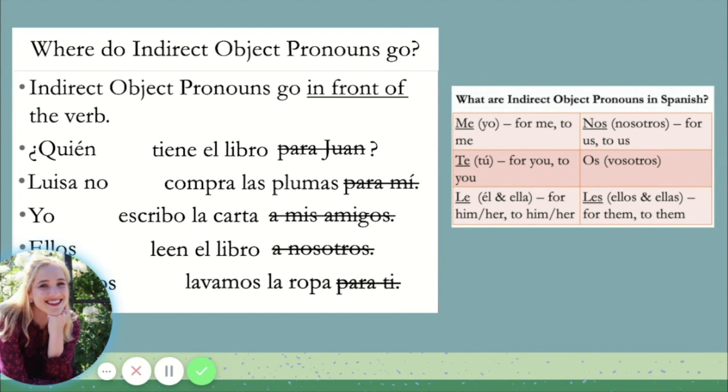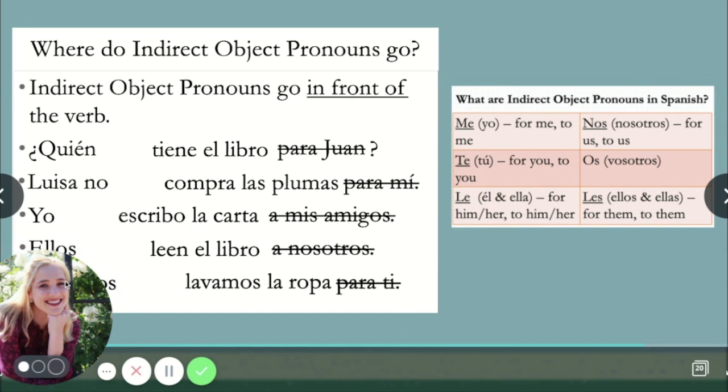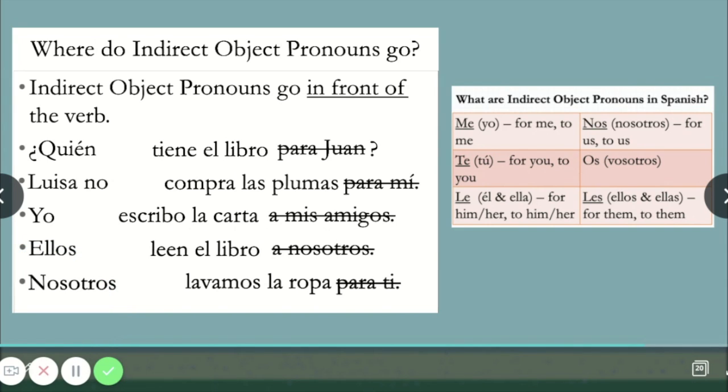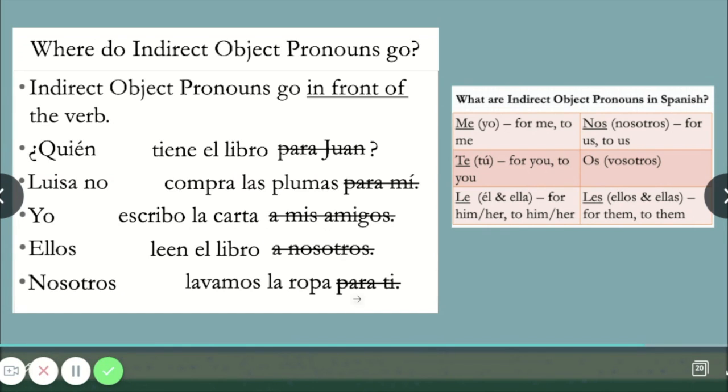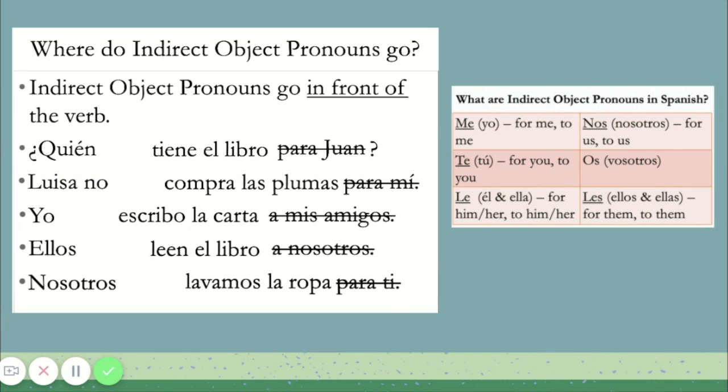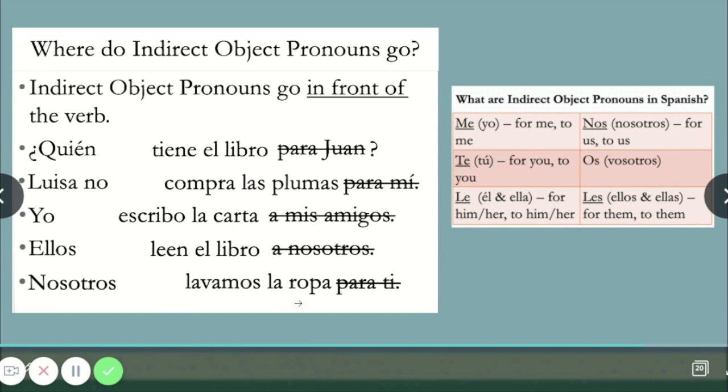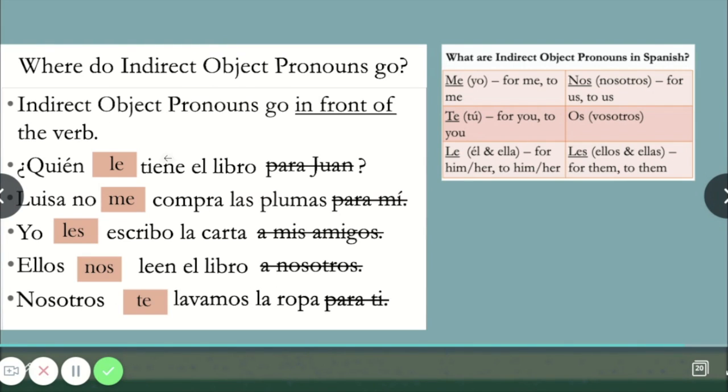Okay, and finally, nosotros lavamos la ropa para ti. Okay, what indirect object pronoun are we using to replace para ti, for you? Good, Alondra, good job, Nico. Princess, yeah. Okay, nosotros te lavamos la ropa. That's what this would look like.